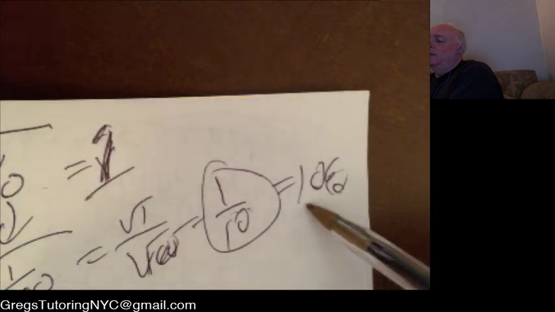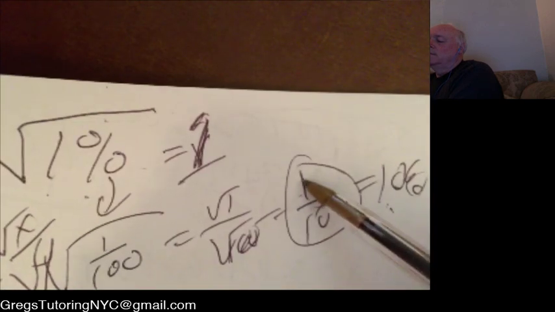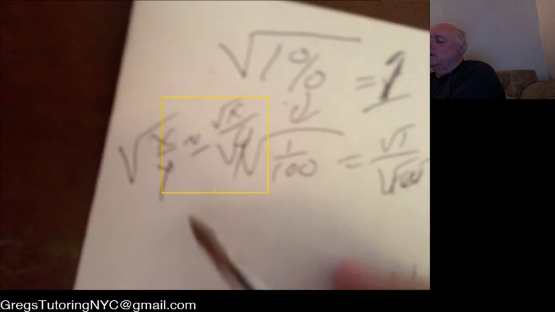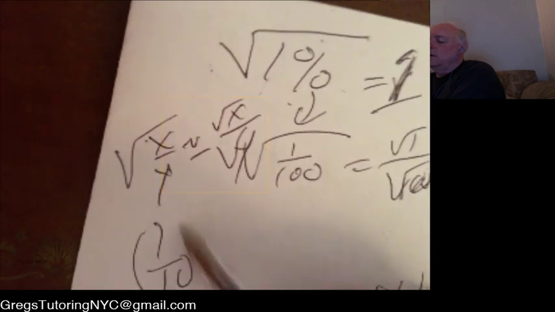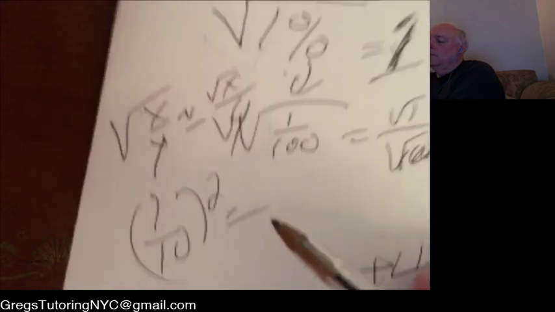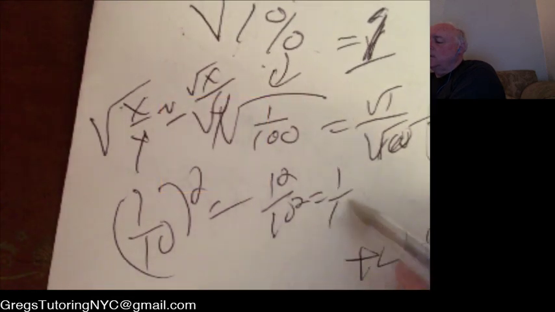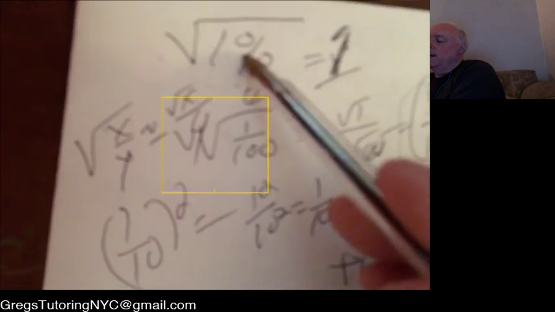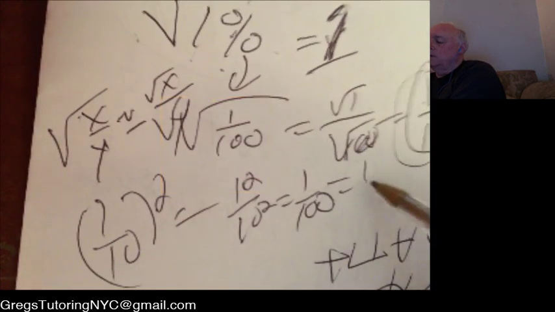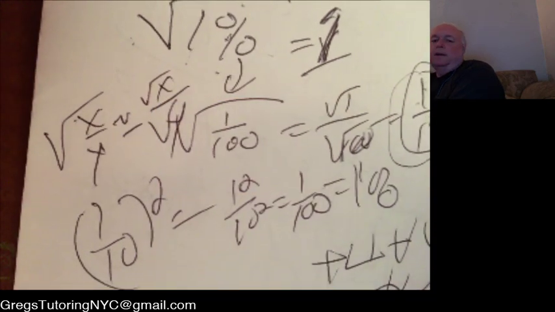And we can work backwards as well. If we square this, so 1/10 squared, we're going to have the numerator being squared, 1 squared, over 10 squared. So we get 1 over 100. So we come back to our original number, which is equal to 1%. All right, so that works out.